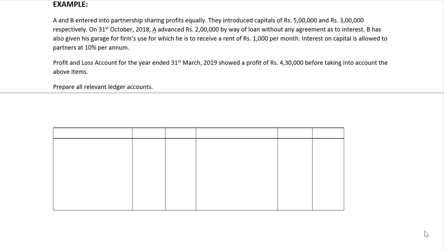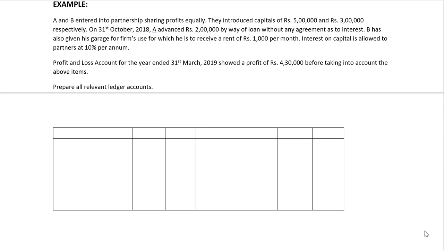Example: A and B entered into partnership sharing profits equally. They introduced capitals of rupees 5 lakh and rupees 3 lakh respectively. On 31st October 2018, A advanced rupees 2 lakh by way of loan without any agreement as to the interest. B has also given his garage for the firm's use, for which he is to receive a rent of rupees 1,000 per month. Interest on capital is allowed to the partners at 10% per annum.